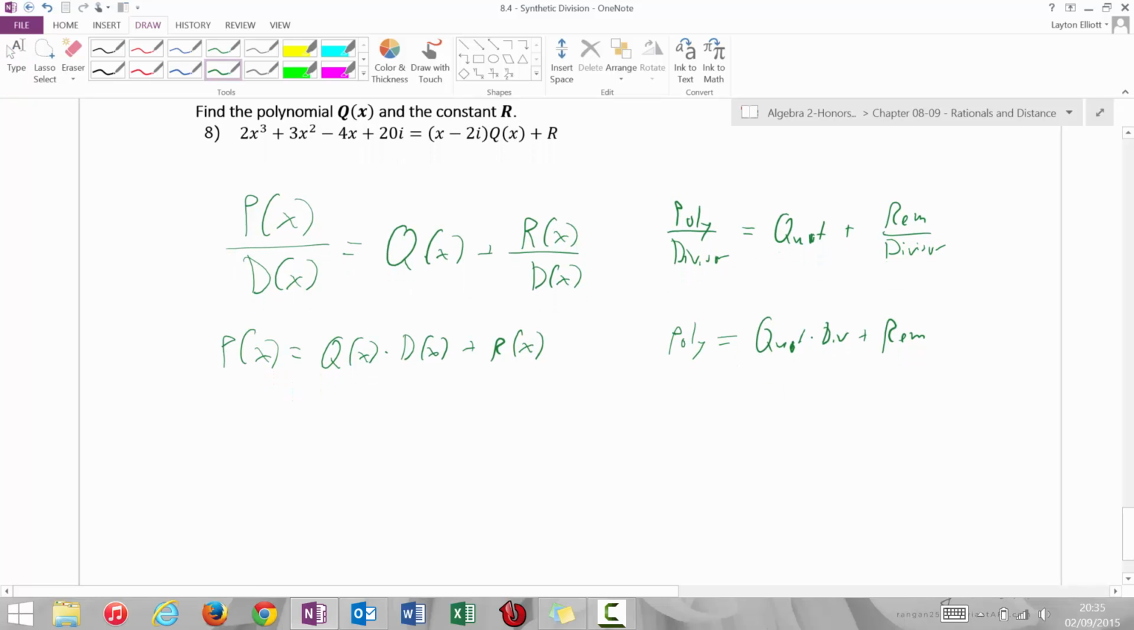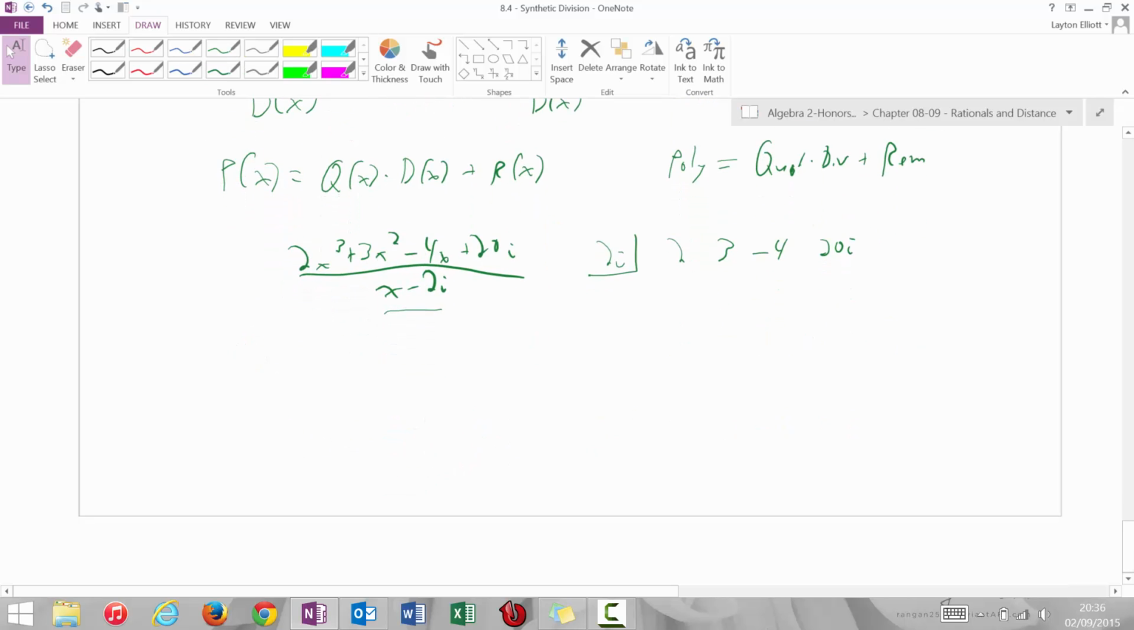I know. Why didn't they just give you this, 2x cubed plus 3x squared minus 4x plus 20i over x minus 2i? Why didn't they just tell you to do that? I know, because we like being complicated on you guys. So let's write this out. Positive 2i goes in the pocket because it's the opposite of the thing here. That's the root. Then 2, positive 3, negative 4, and positive 20i. So we're going to carry this down, and I'm going to put the little dot dot dot and multiply.